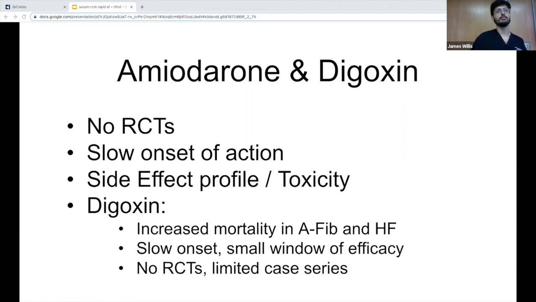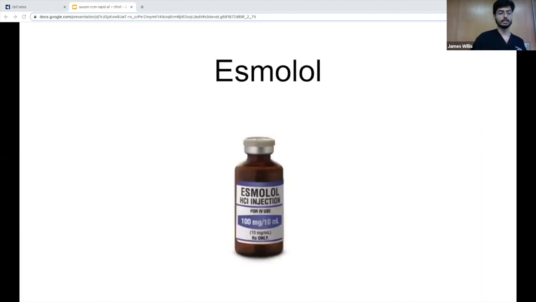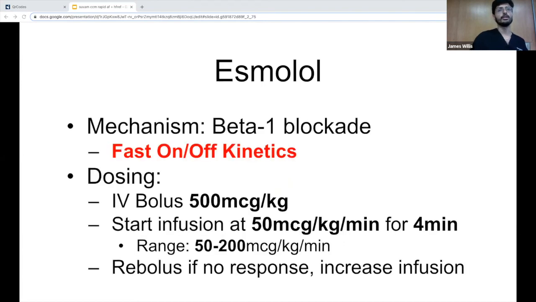If they respond, that could be a sign that you could continue this in a graded fashion. This patient received esmolol as a bolus and was started on a drip. I thought that was a little bit interesting, so I looked into the kinetics of it, right? The whole idea of starting esmolol is that it's fast on, fast off. It's a cardioselective beta-1 blockade.